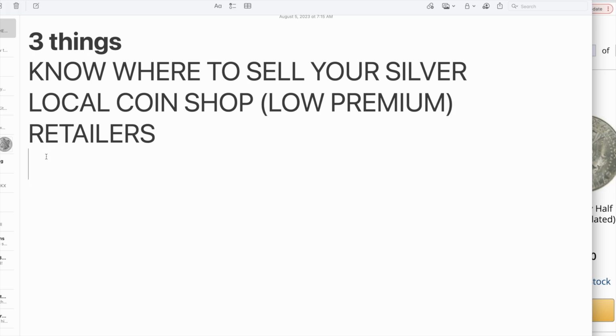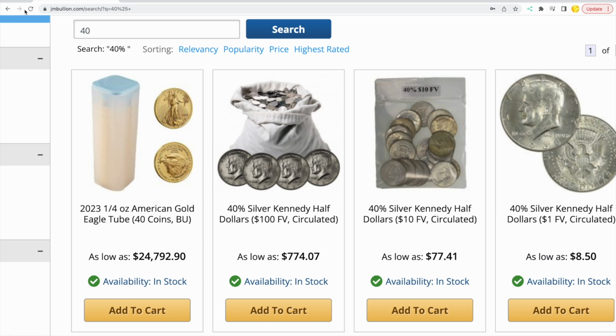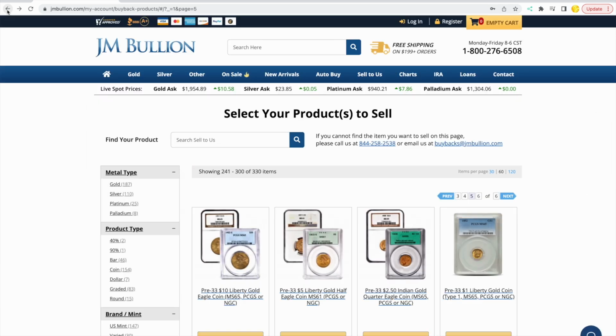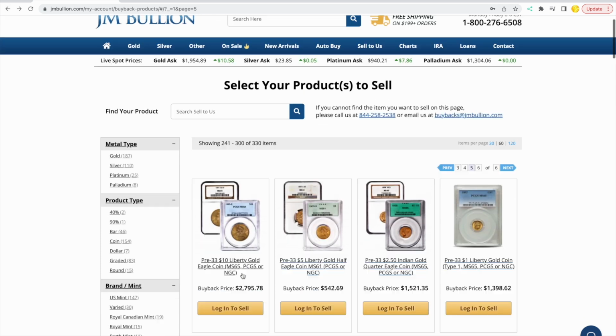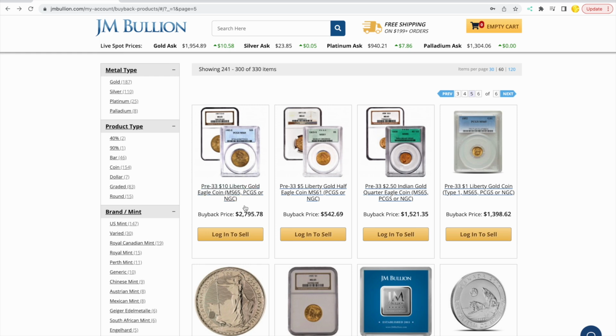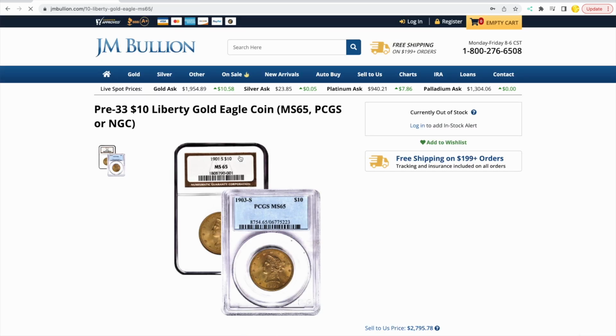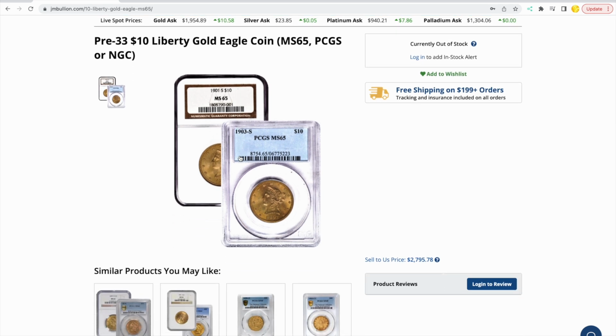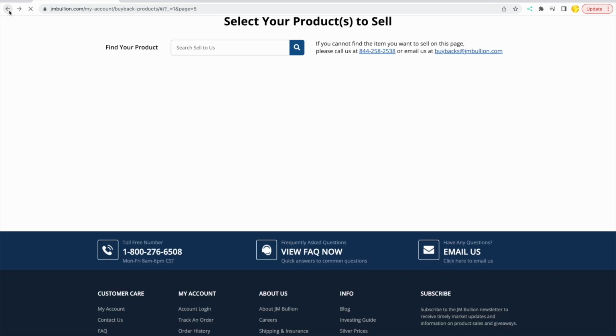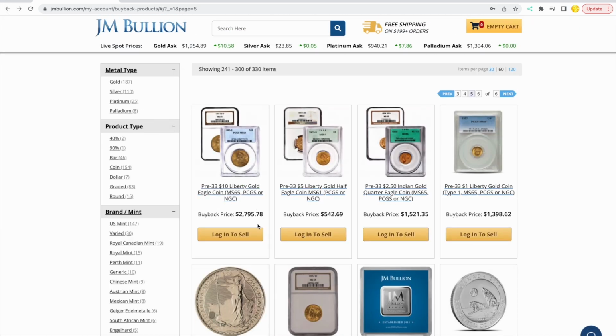The retailers, like JM Bullion, you want to sell your high premium products to. All right, so let's go back to JM Bullion and what they purchase. Let's say you have something like a pre-33 $10 Liberty Gold MS65. If you take that into the coin shop, you may get a decent premium, but you probably won't get $2,795. You probably won't get $1,000 over spot for that.